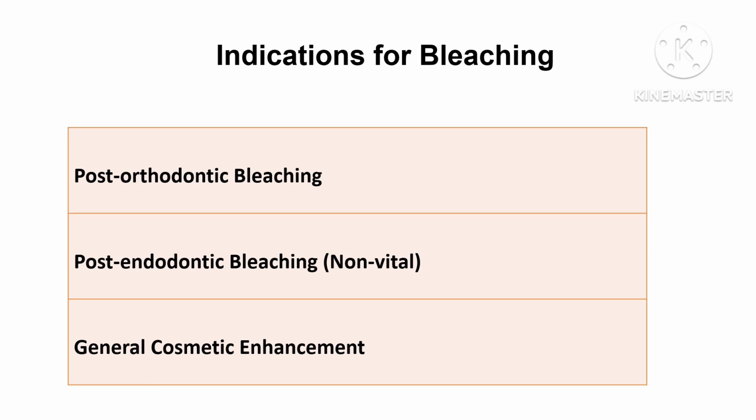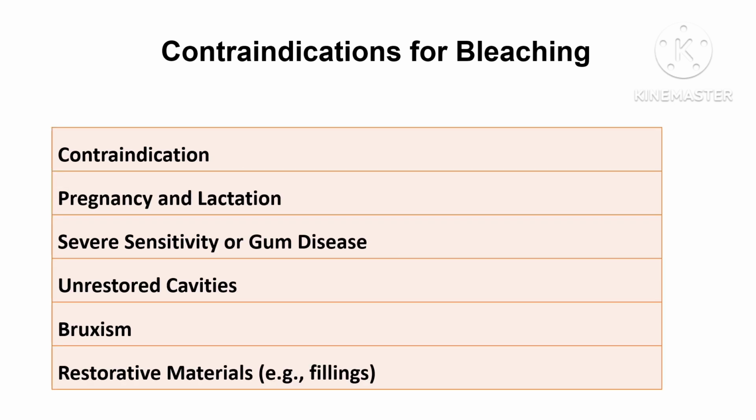Bleaching, while effective for many patients, is not suitable for everyone. Certain conditions and factors may make bleaching treatments unsafe or ineffective. The primary contraindications include breastfeeding and pregnancy. Bleaching agents like hydrogen peroxide may not be safe for pregnant or breastfeeding women, as the effects on fetal or infant health are not fully known.